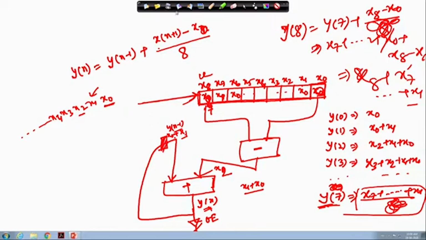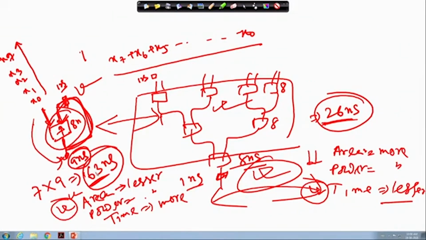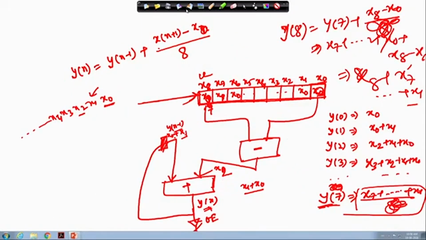So, in this particular case what is happening? I have to wait for 63 nanosecond, but in this case I do not have to wait. So, to fill this particular block, how much time do I require? All this value, 8 nanosecond for filling up these 8 values, to fill up all these particular cells.